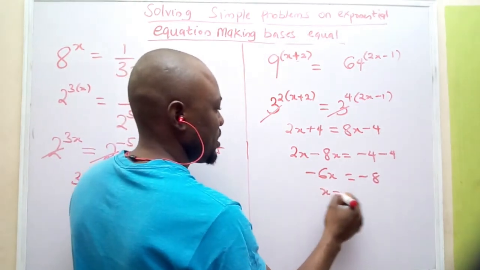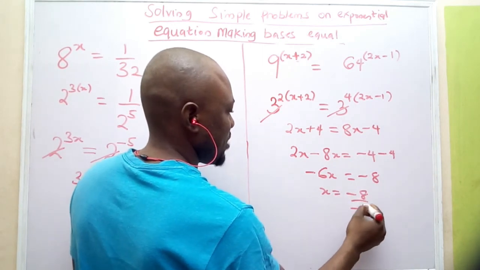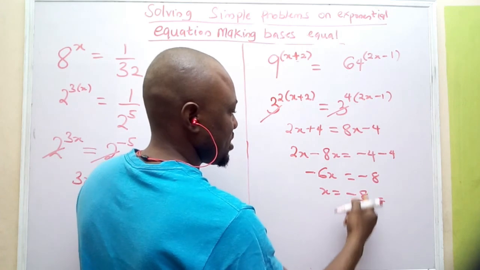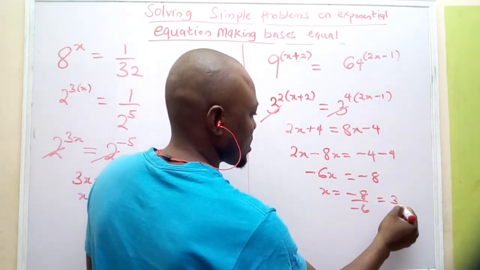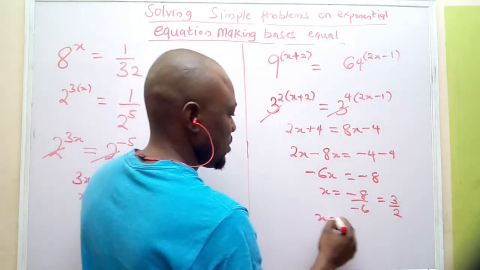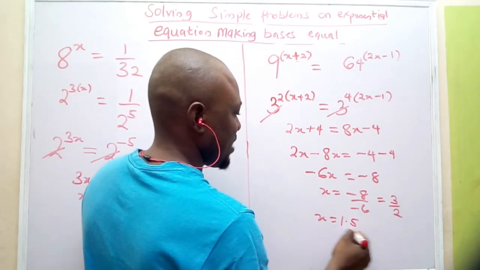So x will be minus 8 divided by minus 6. Minus divided by minus will be plus. So 8 divided by 6. If I reduce it, I'm going to get 4 over 3. So my answer is 4 over 3. I can leave it in decimal as 1.33.